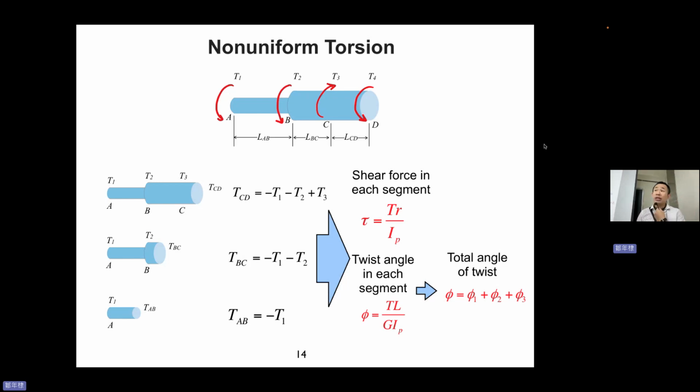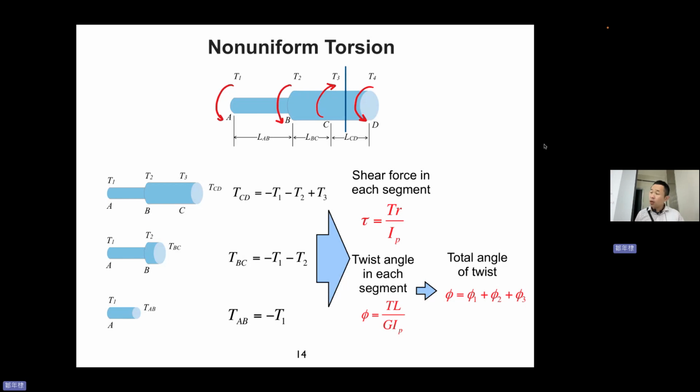So if you want to determine the total angle of twist, okay, twist angle, how should we do? I believe you understand that if you know the details of chapter 2. I need to calculate the twist angle for each section. So there are 3 sections in this material. So the first one is this one.